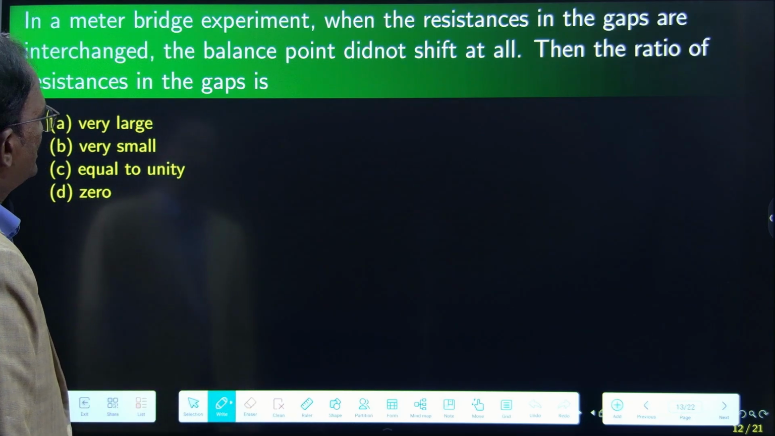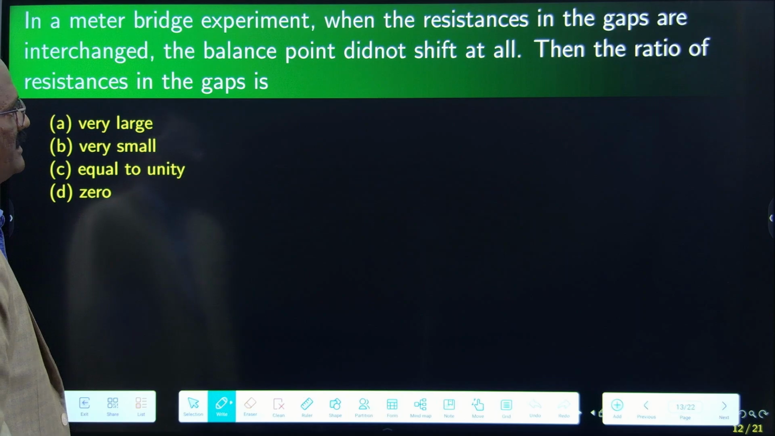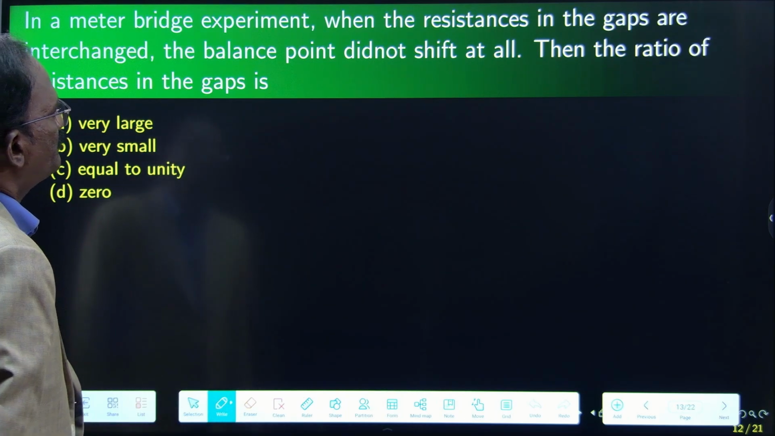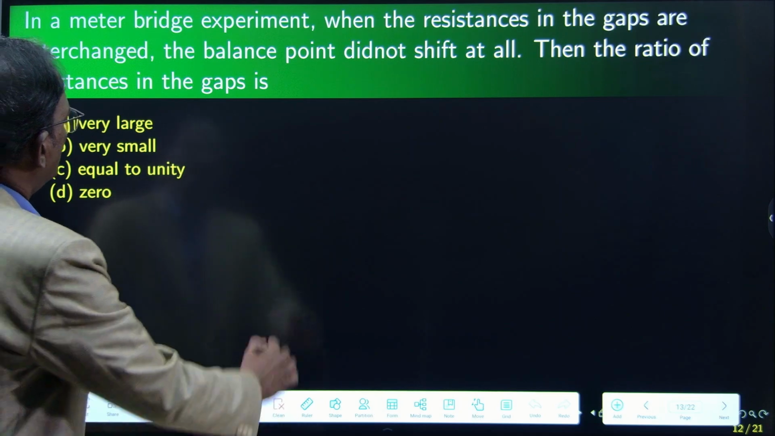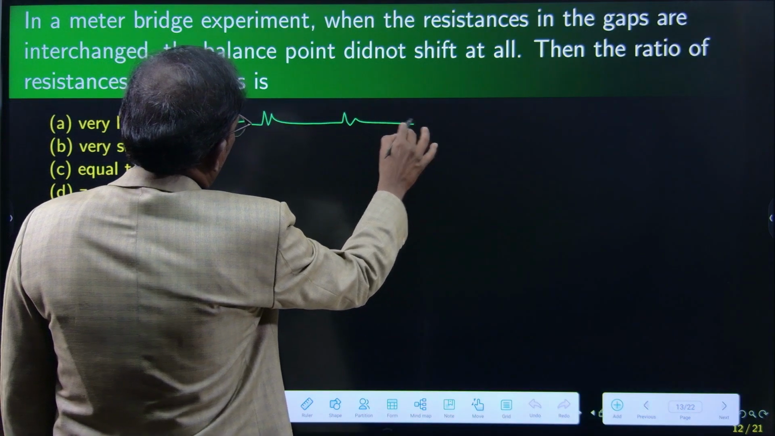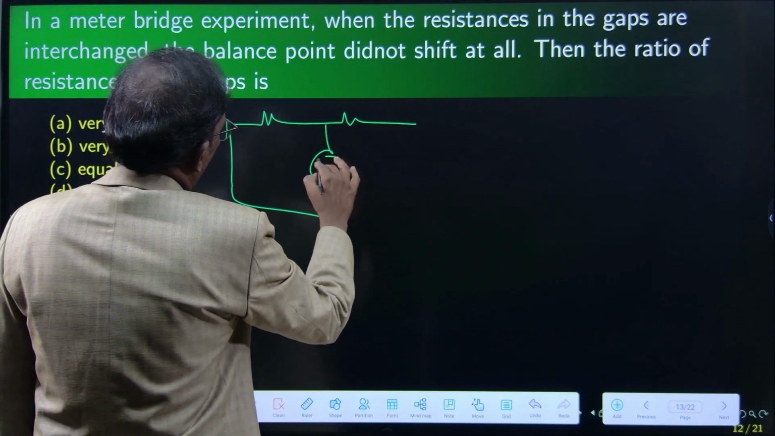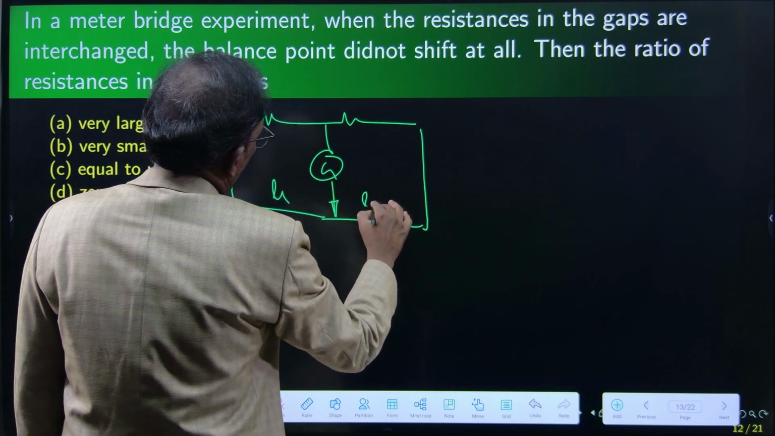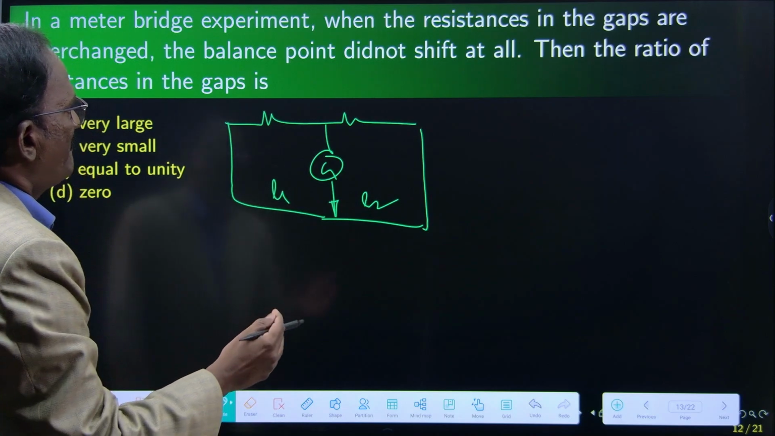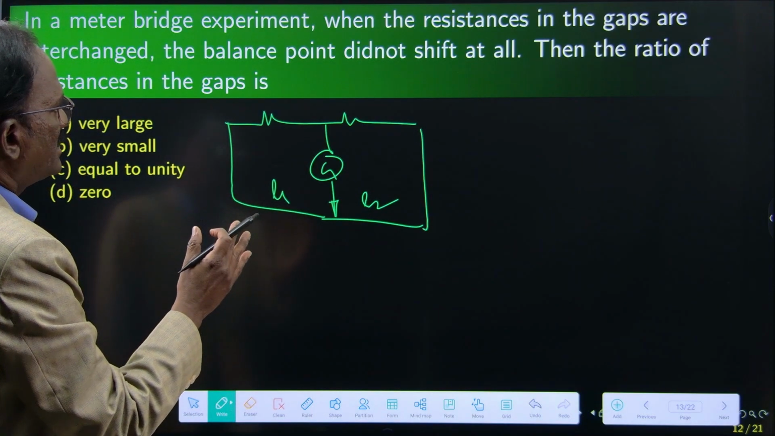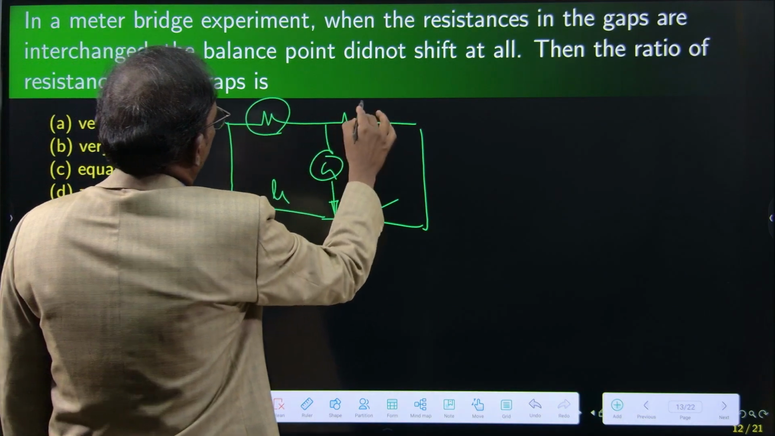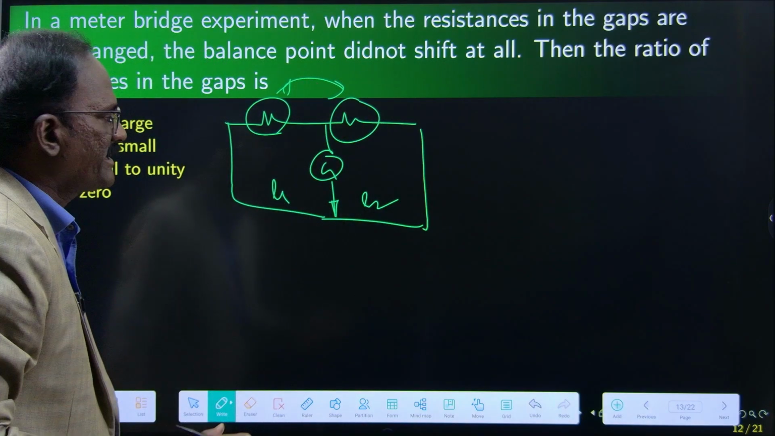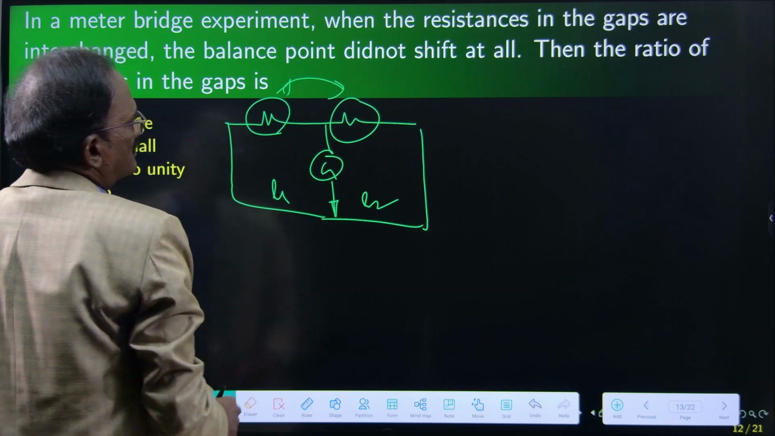Here in a meter bridge experiment, when the resistances in the gaps are interchanged, the balance point did not shift at all. This is one resistance, this is another resistance, this is a galvanometer, L1 and L2. We are interchanging these two resistors, but L1 and L2 remain the same. That means both the values are same.